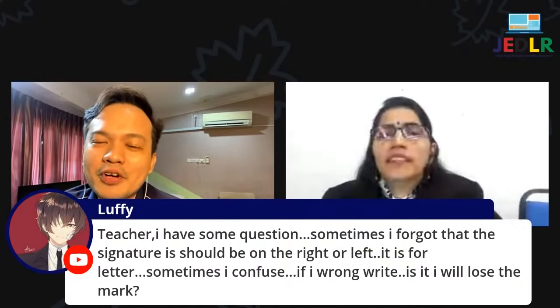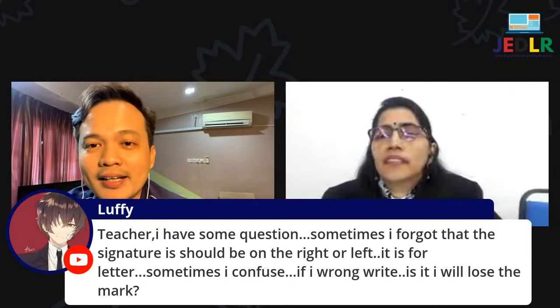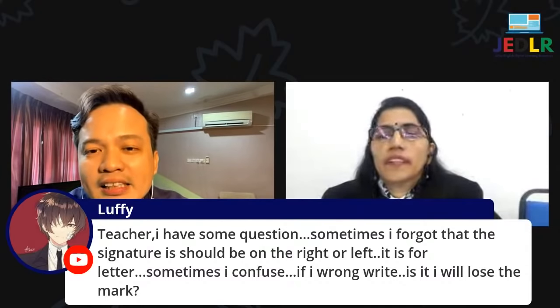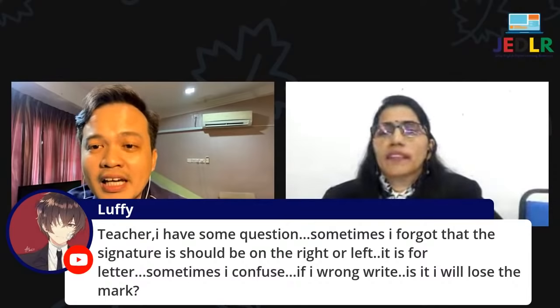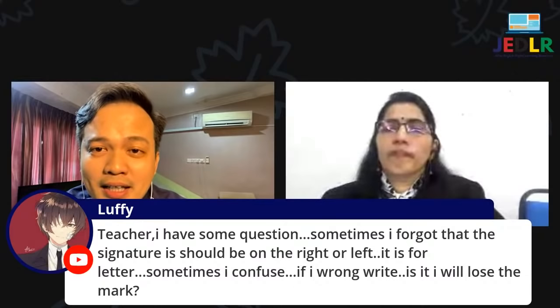Now from Luffy, thank you. Teacher, I have some questions. Sometimes I forget whether the signature should be on the right or left. Sometimes I get confused. If I am wrong, will I lose the mark?